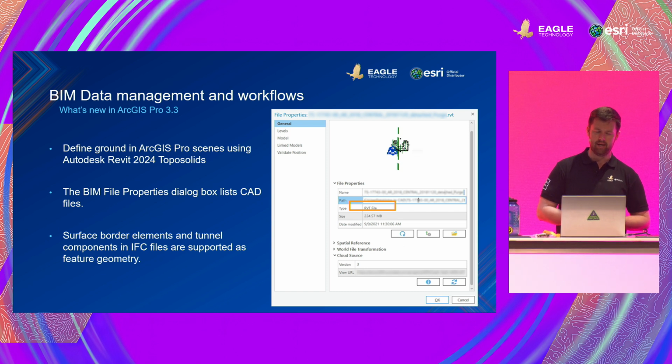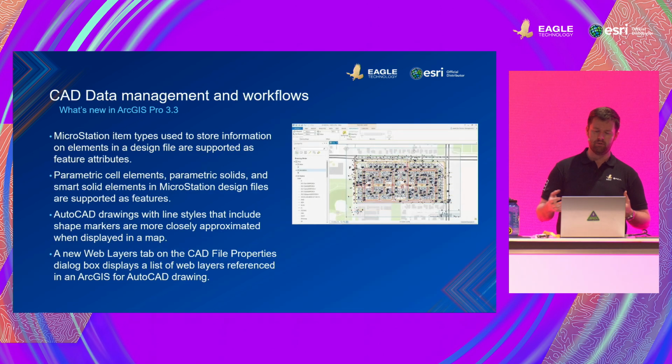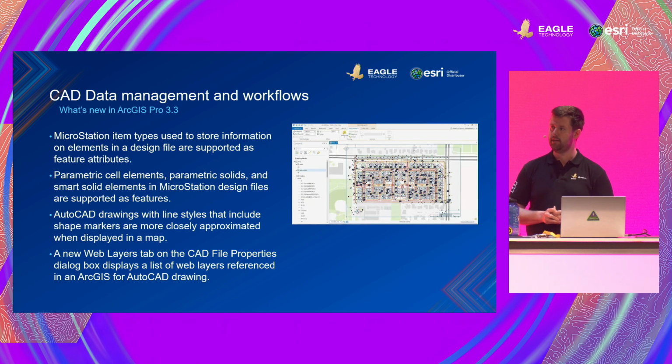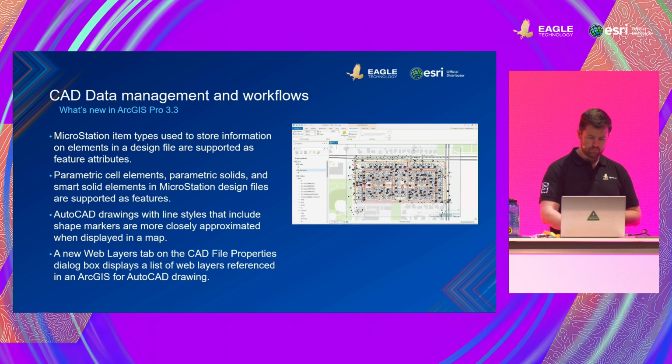As Fran mentioned, being able to define the ground using Revit 2024 topo solids from Autodesk. For those who are using CAD, I'd like to highlight the very bottom feature that you have there, the new web layers tab on the CAD file properties. This displays the list of web layers that you're referencing in an ArcGIS for AutoCAD drawing, so just having awareness from Pro of where else it's referencing is just something to go back to your office, if you're using CAD files, and open up and explore. I think it would be quite useful.